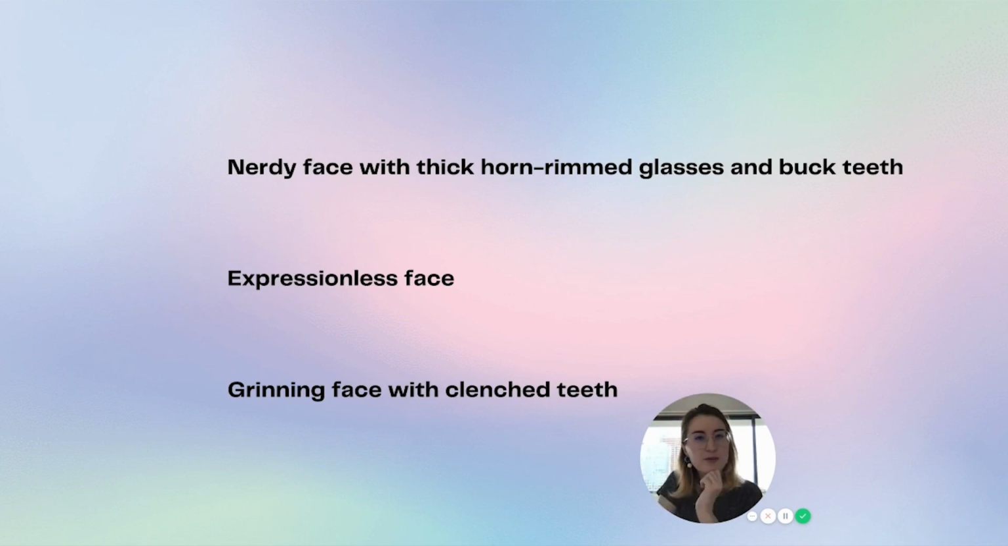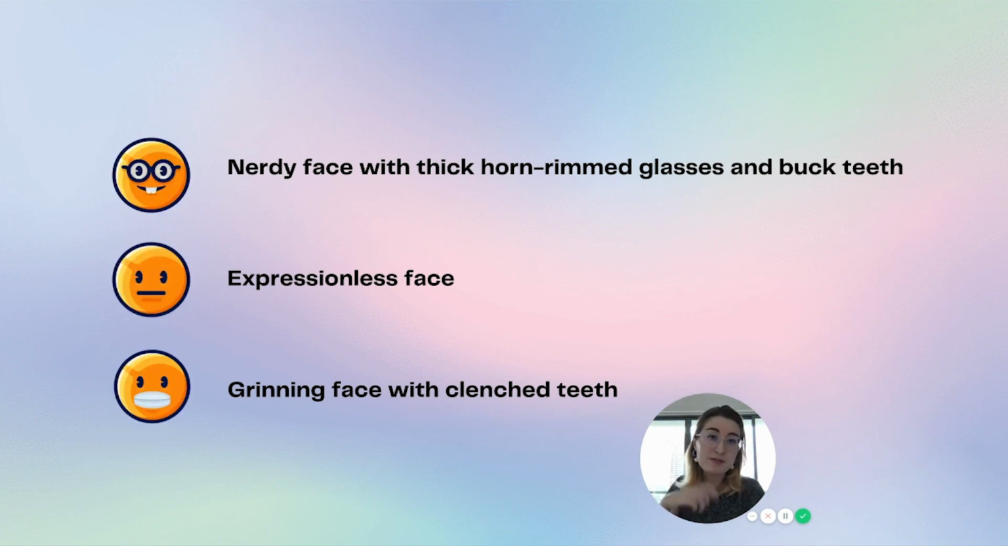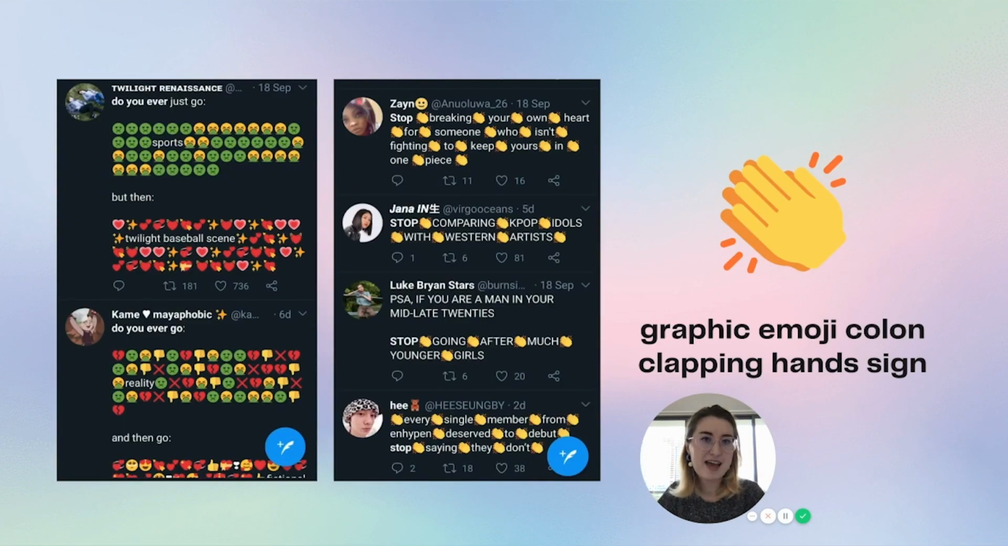Speaking of how users interact with apps, what about the visually impaired who use screen readers? What do you think is "nerdy face with thick horn-rimmed glasses and buck teeth," or "expressionless face," or "grinning face with clenched teeth"? Well, this is what people who use screen readers hear when people type an emoji. These are the emojis and their corresponding screen reader equivalents. When you use a screen reader on a page like Twitter, for instance, and people are using lots of emojis, it becomes complex. I just love investigating how internet language has shaped over the years. Using emojis is like a whole language of its own.